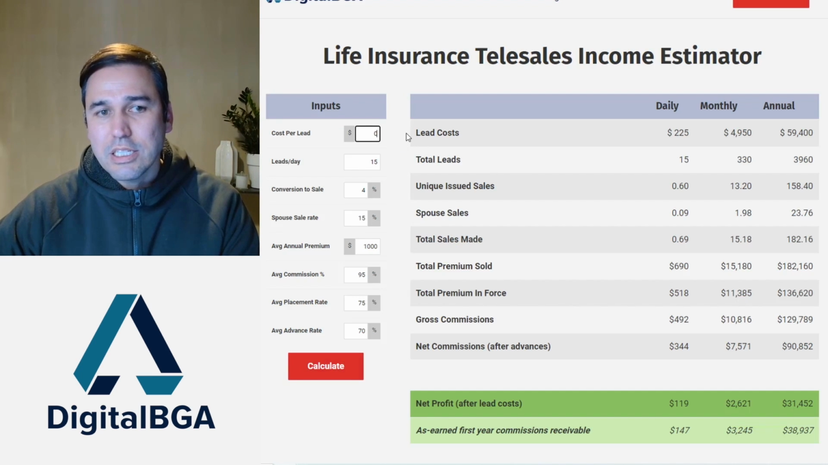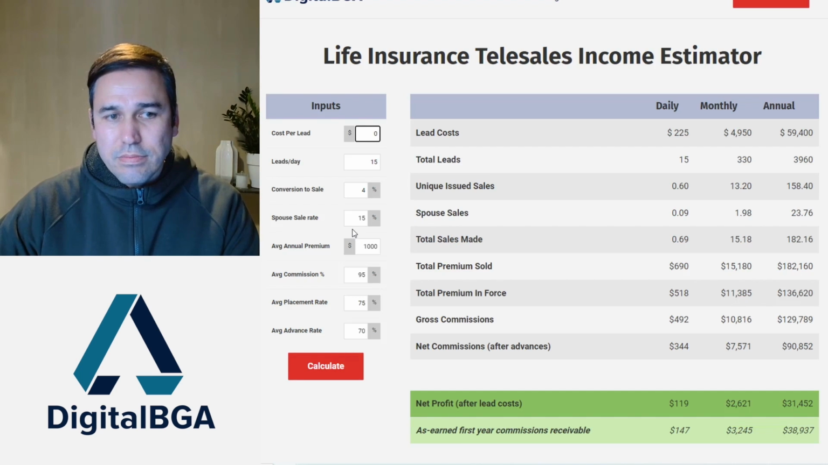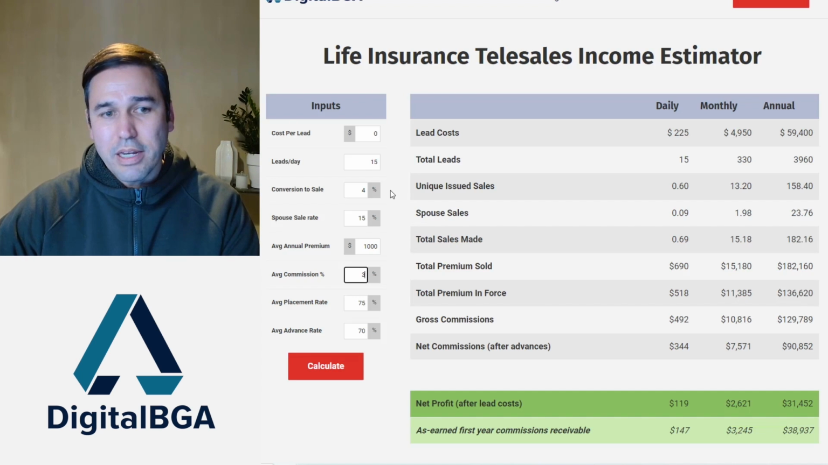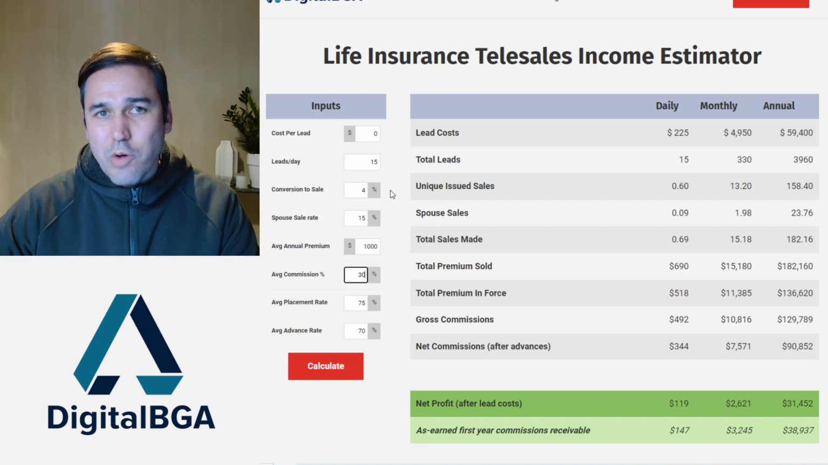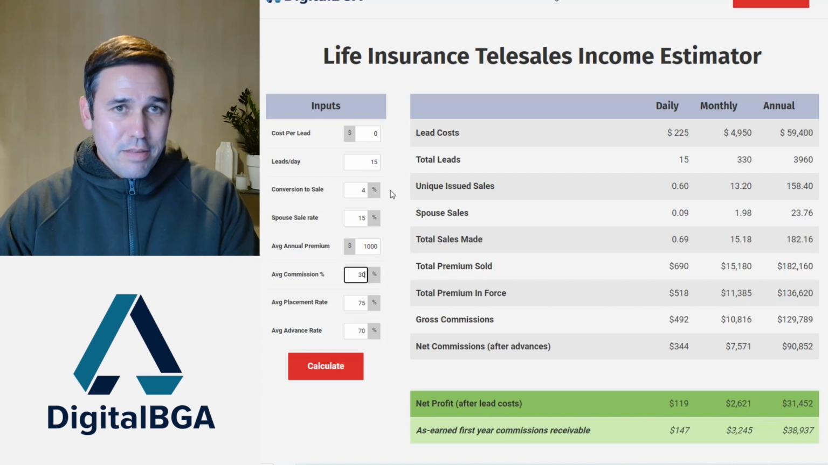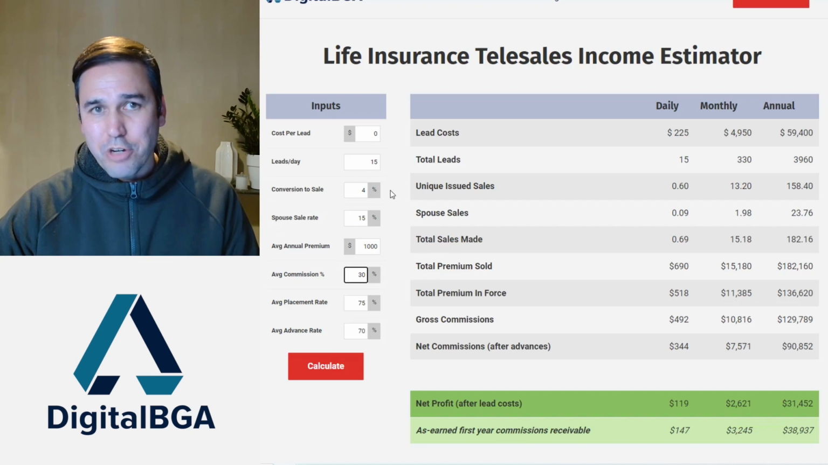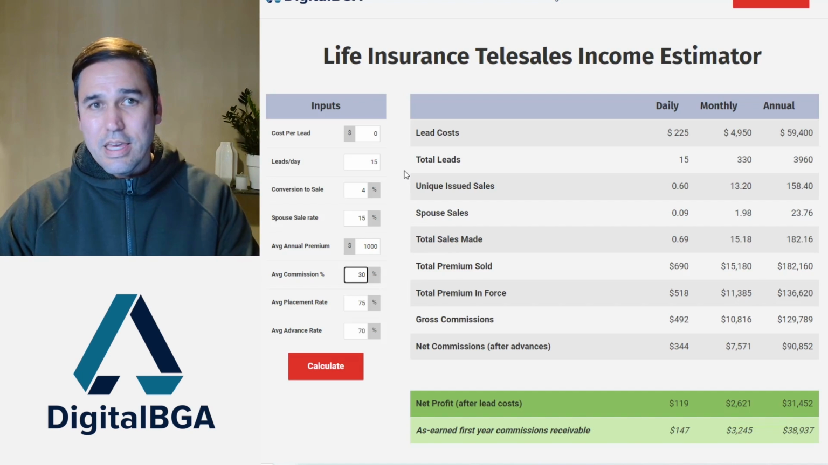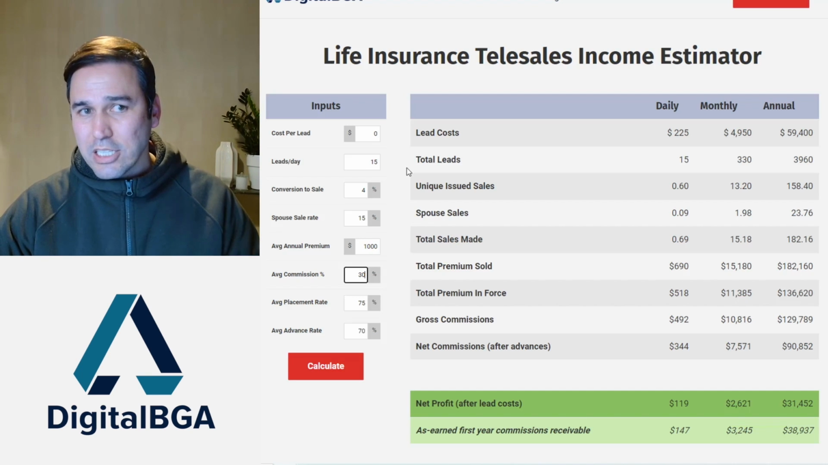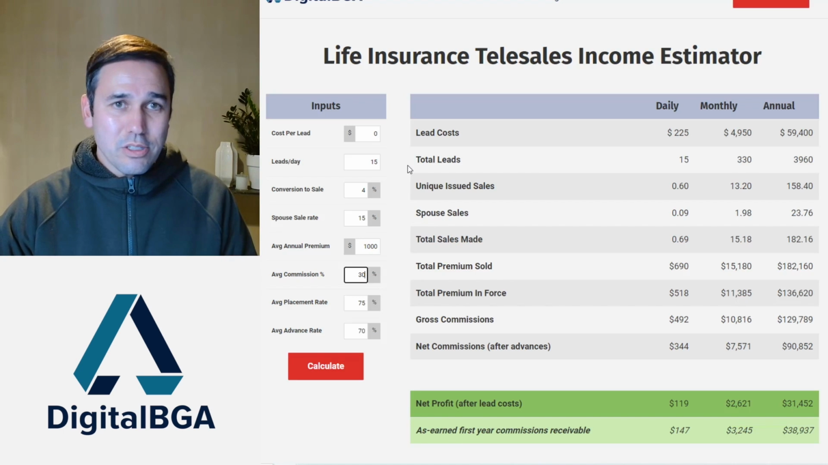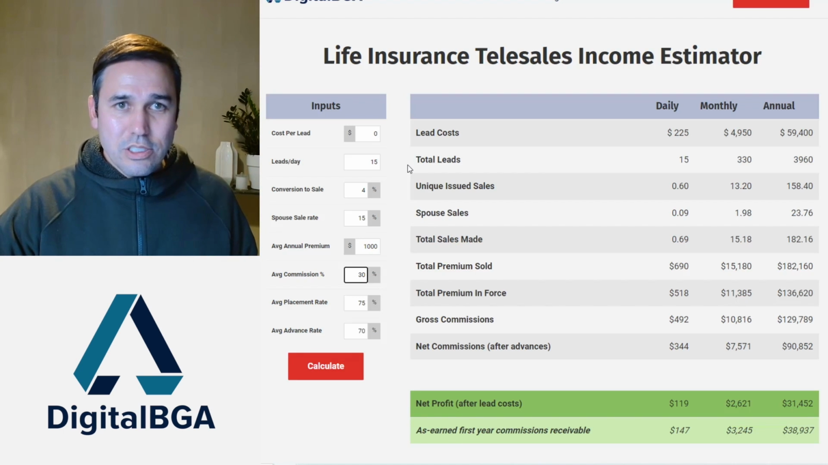Cost per lead, 0. 15 leads a day. Say average, same numbers here. Average commission, let's just say it's going to be 30%. A lot of LOA programs out there are 30, 40, 50, 60%. And for some reason, these programs get crapped on out in the industry because they think people are taking advantage of agents by giving them 30% contracts. But really, all the risk lies on the agency providing those leads. They're the ones paying for the leads, right? If you don't make those sales, they're losing money. So think of it that way as well.